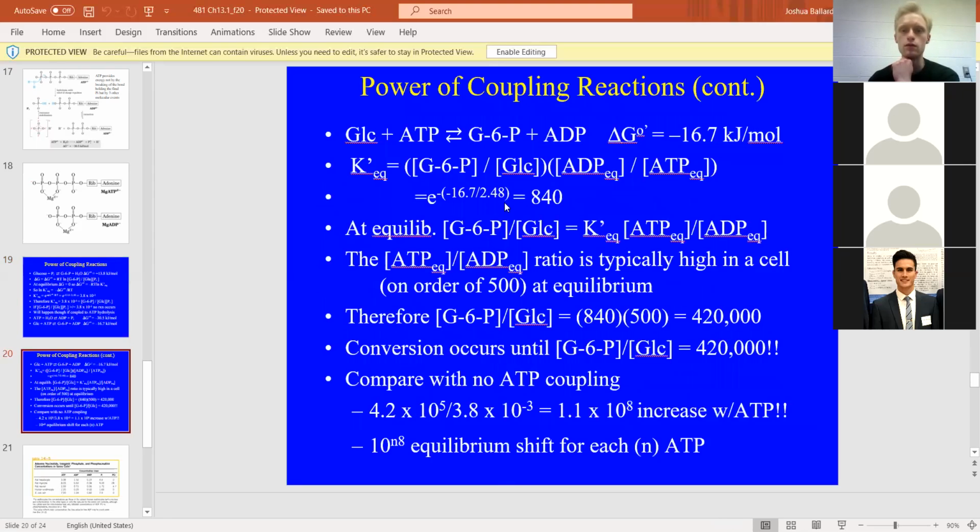Let's see. This is what occurs when it's being coupled. Delta G.